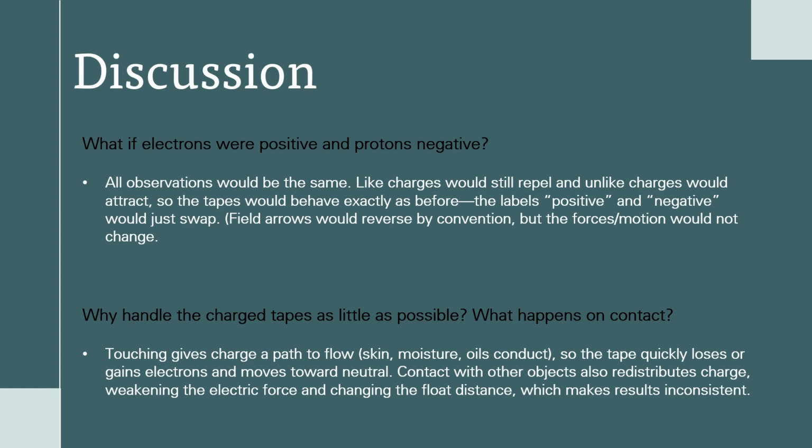If electrons were positive and protons were negative, like charges would still repel and unlike charges would still attract, which means that field arrow conventions would flip, but the overall forces, motion, and experimental results would be identical. The reason why we handle the charged tapes as little as possible is because touching the tapes provides a conductive path through the skin, moisture and oils in our fingers, letting the excess charge flow and neutralize each piece of tape, which disturbs the experimental results.